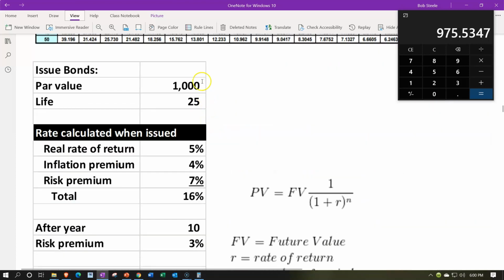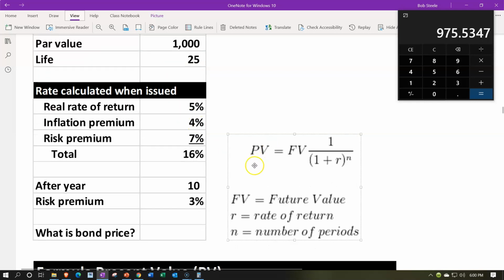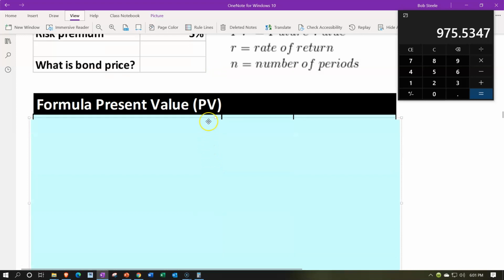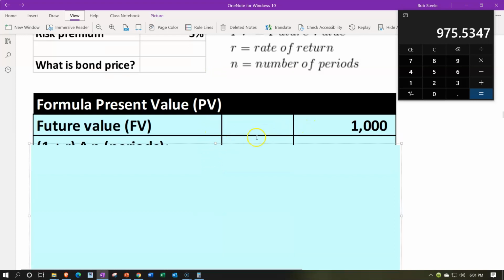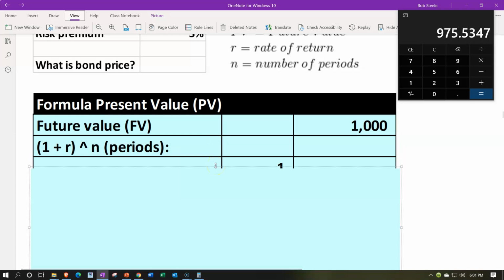Now, let's do the second half, getting to this 1,000, bringing it back 25 periods with the present value of 1 calculation. Formula looking like this: present value equals the future value times, or I like to say over, 1 plus r to the n. Future value 1,000, 1 plus rate, market rate, in this case 16%, to the power of n, the number of periods, 25 years in our case.